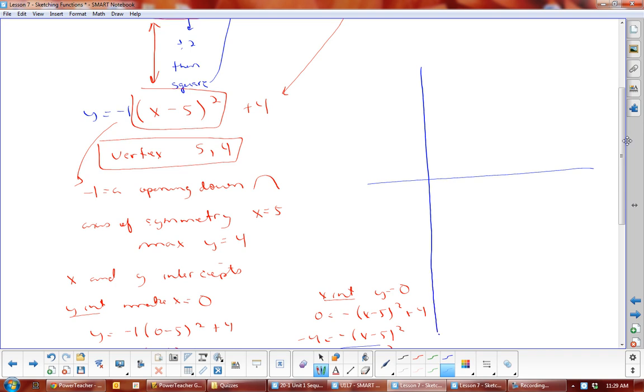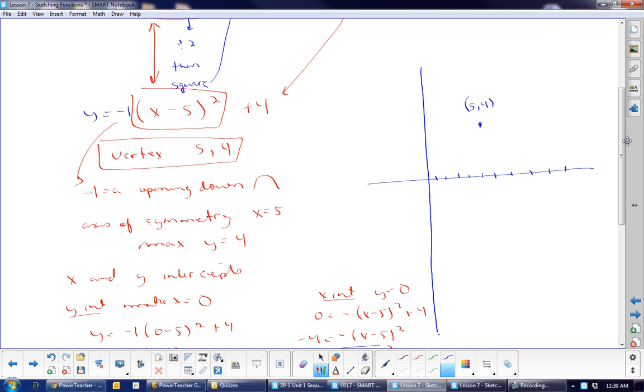Okay, so first thing, the vertex was (5, 4). 1, 2, 3, 4, 5, and 4, so it's about there. Now, remember we said it's going down, and that's good because I got 2 x-intercepts. If I didn't get 2 x-intercepts, then I'd be very confused right now if I said it was going up. Because if it's going up, I shouldn't get any x-intercepts.